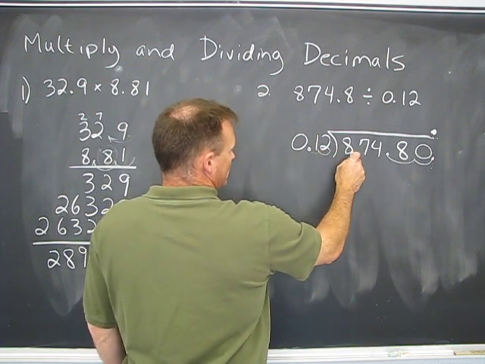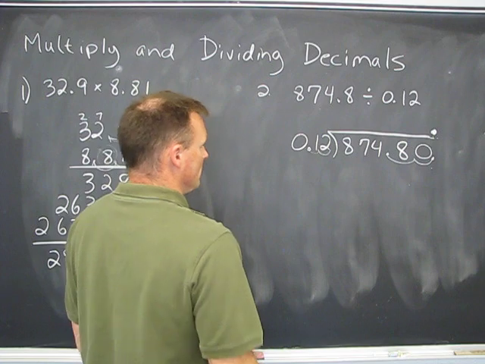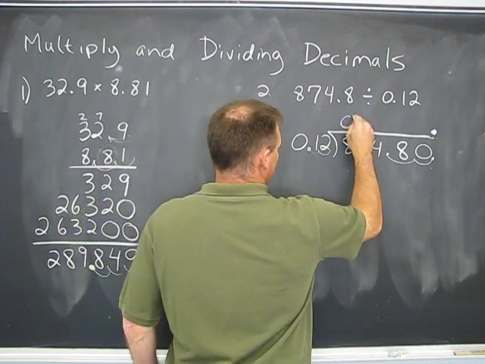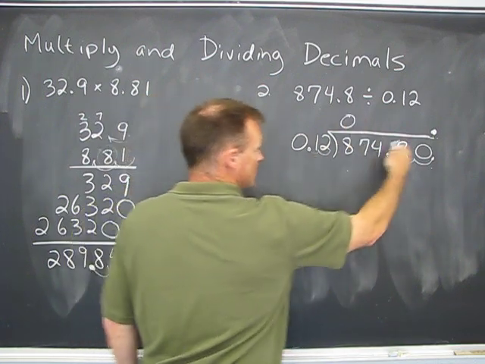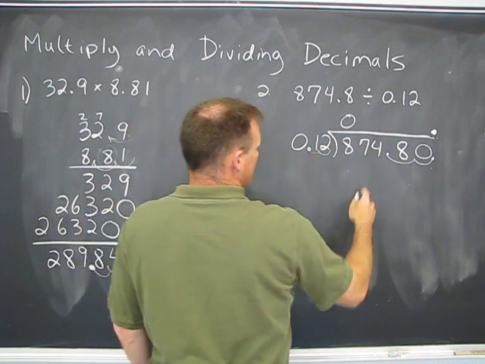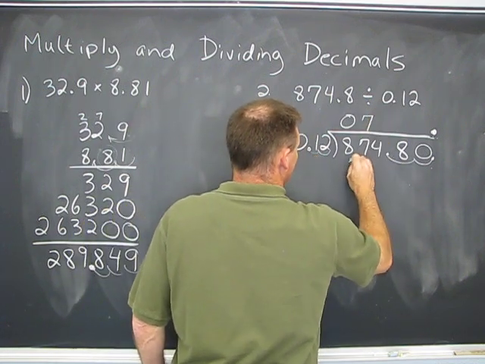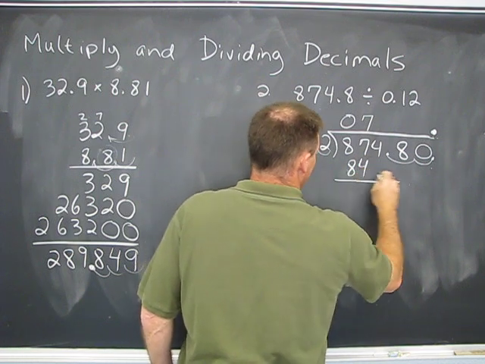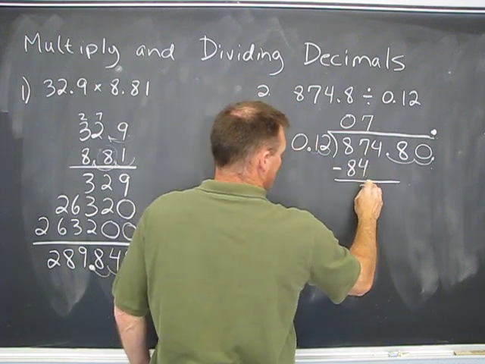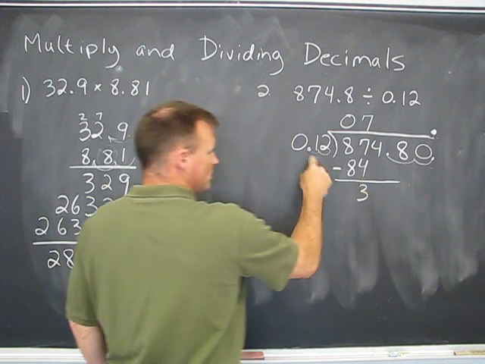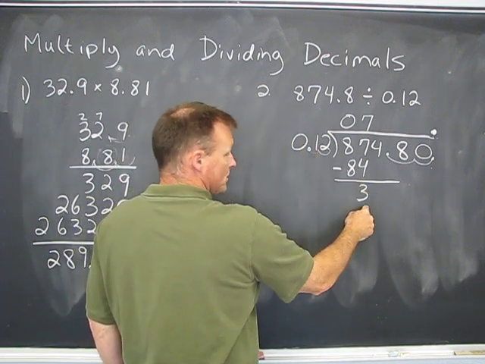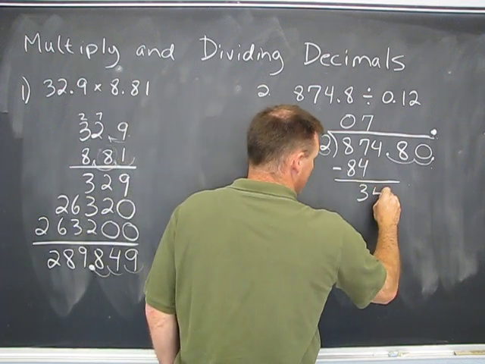I'm going 12 into this 5-digit number. 12 doesn't go into 8. Let's put a 0. Line things up. Neatness counts. 12 into 87. Well, hopefully you know your times tables, and you know that 7 times 12 is 84. Subtract. 3. Bring down the next number. Just make sure before you bring it down that 12 doesn't go into 3. Bring down the next number.